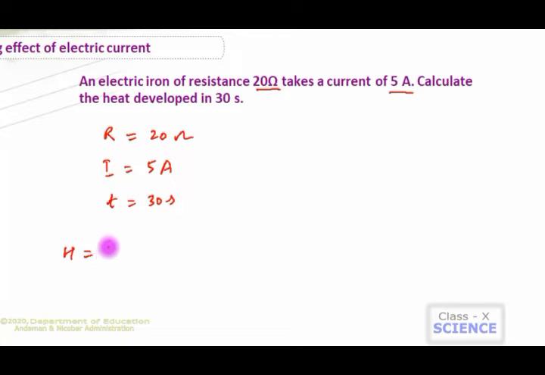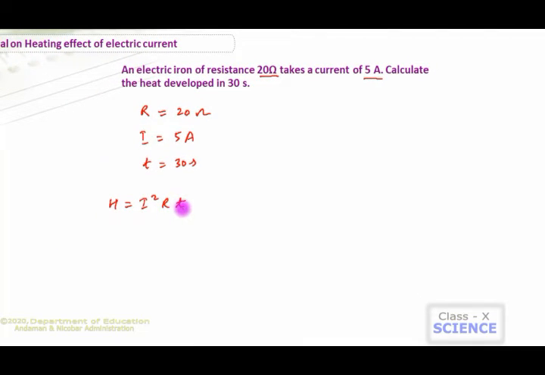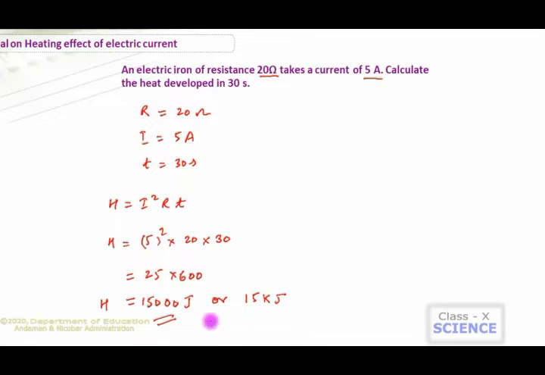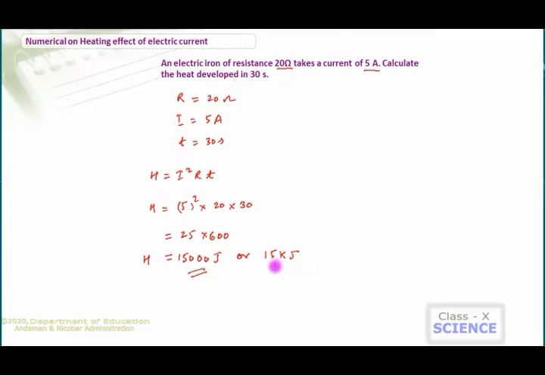So we know that H is equal to I square RT. Here I is given, R is given, T is given. Very straight question, right? Put the values. So I is 5 square, multiplied by R which is 20, multiplied by 30 seconds. The square of 5 is 25, multiplied by 20 times 30, which is 600. On multiplying this, we will get 15,000. So the heat developed would be 15,000 joule, or we can write 15 kilojoule.